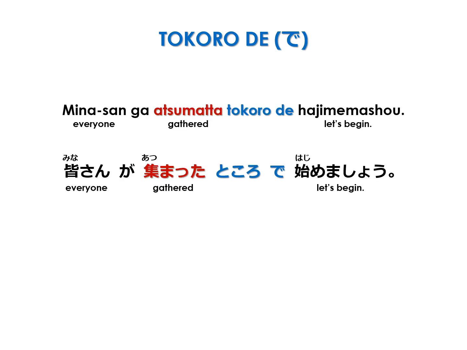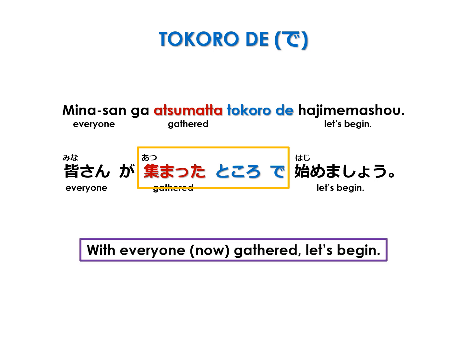Minasan ga atsumatta tokoro de hajimemashou. Minasan ga atsumatta tokoro means at the point where everyone is gathered. It refers to, again, the location of where we are in the process, and it's not a physical location. So it roughly translates to, with everyone now gathered, let's begin.